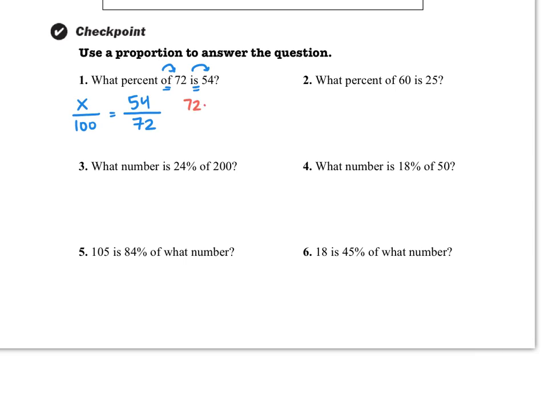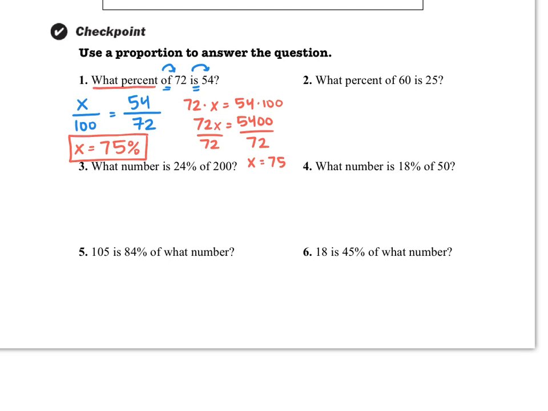So we have 72 times x equals 54 times 100. So that's 72x equals 5,400. And then we're going to divide each side by 72, which, as always, you're welcome to use your calculator for. And we get x equals 75. So our final answer here is that x equals 75%. We can't forget that percent sign because, again, the question asked us what percent. So it's not just 75, it's 75%.